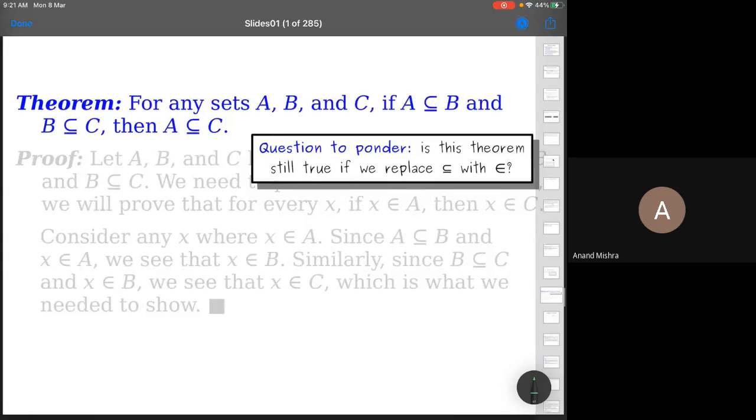Here is a question, but I will not answer it now. You have to think. If I replace this subset relationship with belongs to, right? A belongs to B, B belongs to C, then does A belong to C? No, not necessarily.